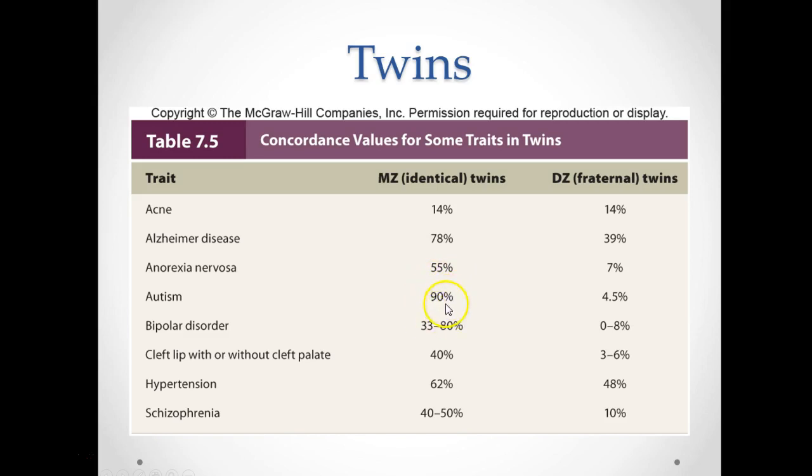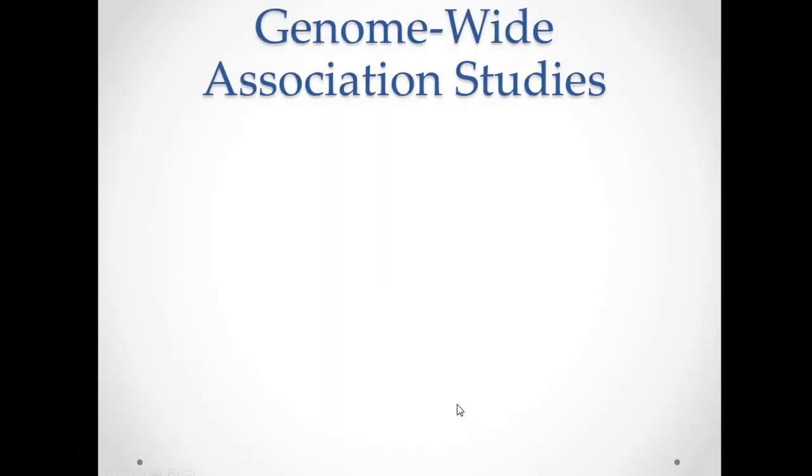90% concordance with identical twins. That means if one twin had the trait, there's essentially a 90% chance that the other twin was going to have autism as well. Whereas in fraternal twins, that goes down to 4.5%. So that tells us there's a huge genetic component to autism here. Bipolar disorder, cleft lip, hypertension, schizophrenia. So again, all of these things help us to determine that there's a large genetic component with these traits.